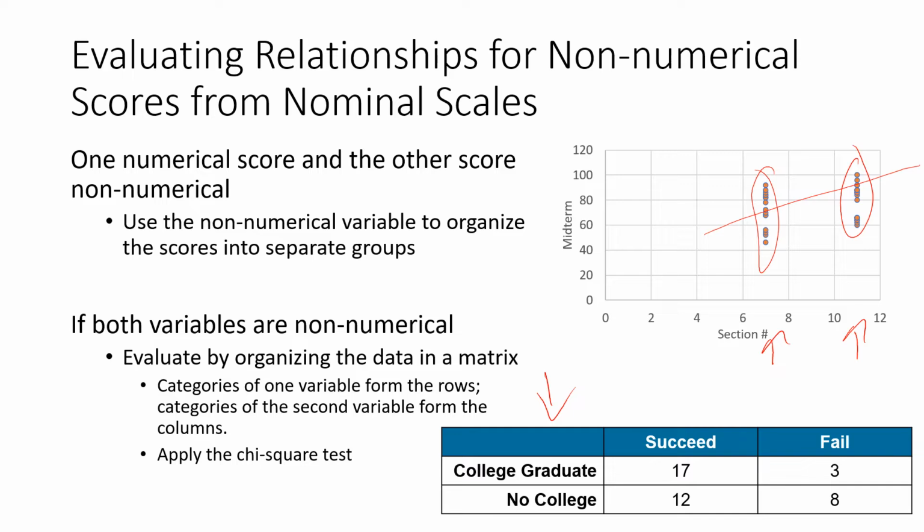You can take this interval or ratio level variable here, this midterm score, and turn it into a categorical variable by separating them into categories. So let's say you do the cutoff at 70%, you've got it in here, and you have the number that fail and the number that succeed based on that.